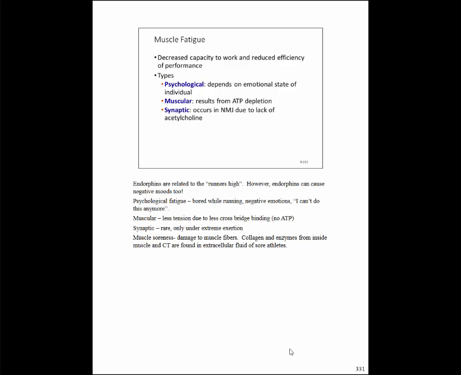And then synaptic fatigue, it's a lack of acetylcholine. That is very rare because we have a ready supply of acetylcholine to develop action potentials. It's essential, right, to nervous system function. So we're able to make that on demand. So that is not a problem. So synaptic is rare, but psychological and muscular does happen. And psychological is a mental thing, so how you get through that, I don't know.